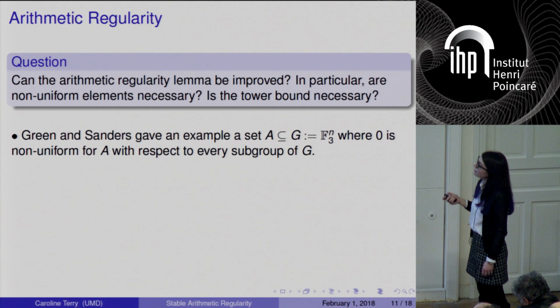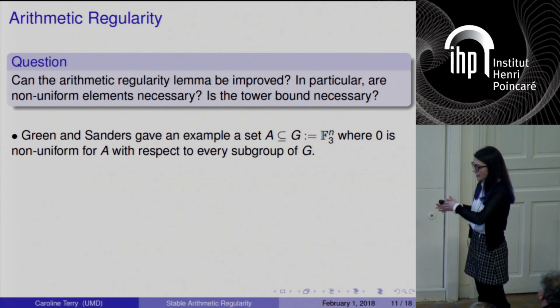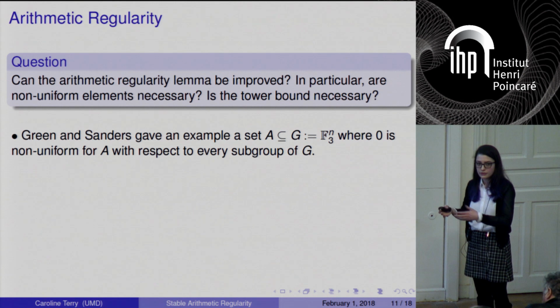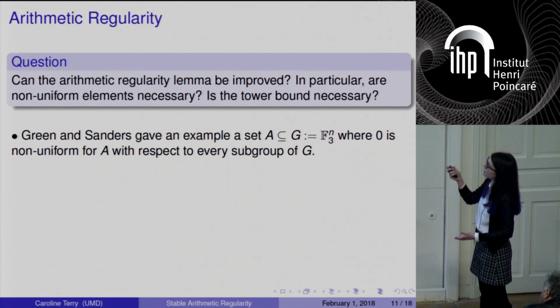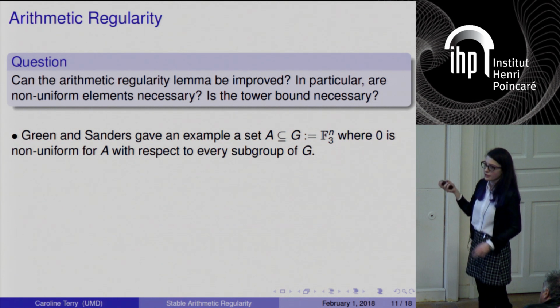So Green and Sanders gave an example of a set A in F_3^n, where 0 is non-uniform for A with respect to every subgroup of G. So no matter how I pick the subgroup, its coset corresponding to 0, i.e. itself, I look at that, A will never be uniformly distributed in the way I would want. So that means 0 is always giving me an irregular pair in the arithmetic sense.